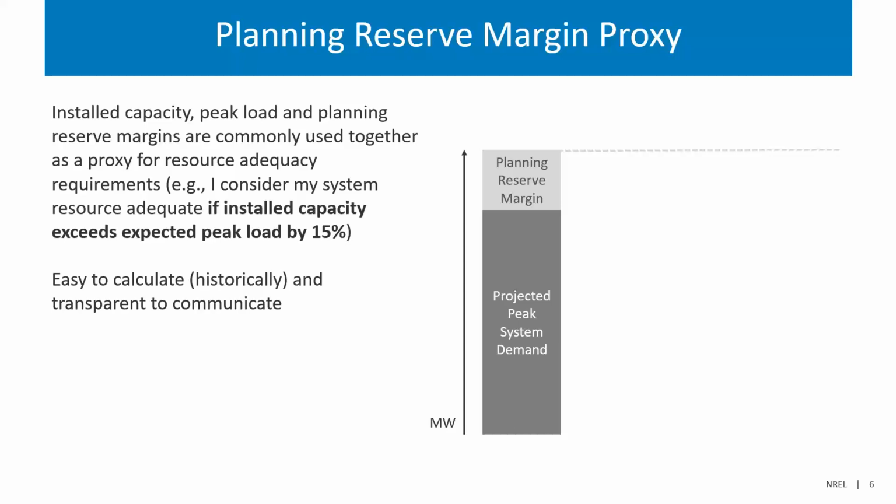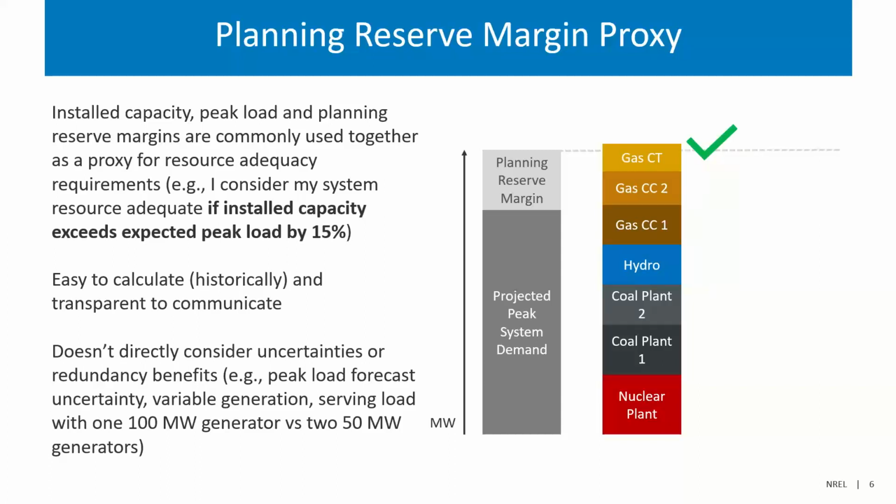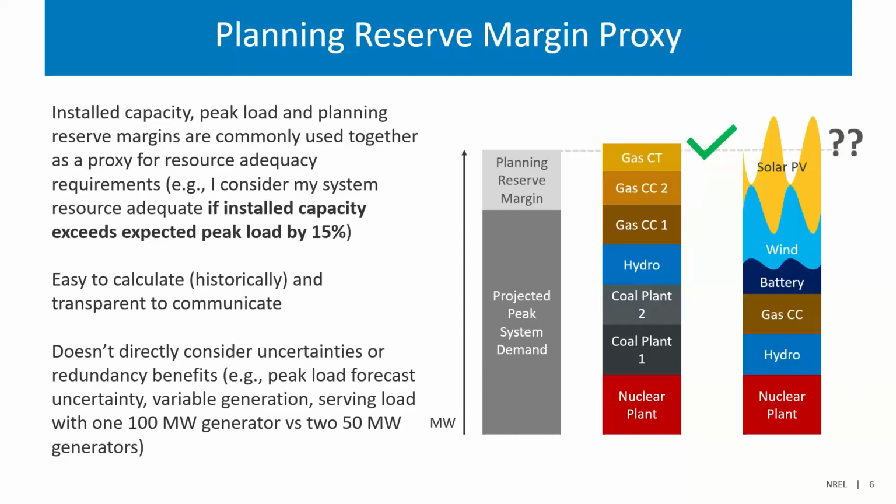Historically, this was very easy to calculate, and our systems mostly contained a lot of dispatchable generators, as opposed to systems today, which contain relatively higher penetration of variable generation. Therefore, it's hard to determine what the reserve margin should be, since with the planning reserve method, you can't really account for uncertainties such as peak load forecast or variable generation.